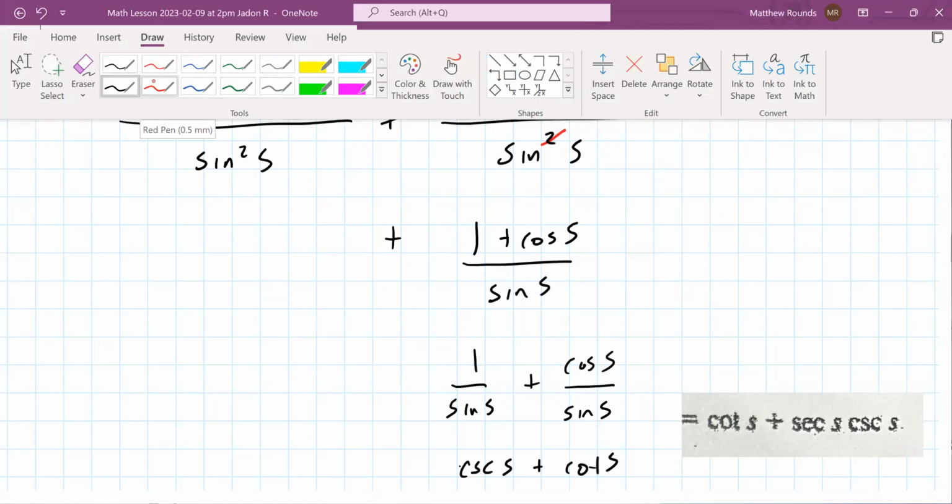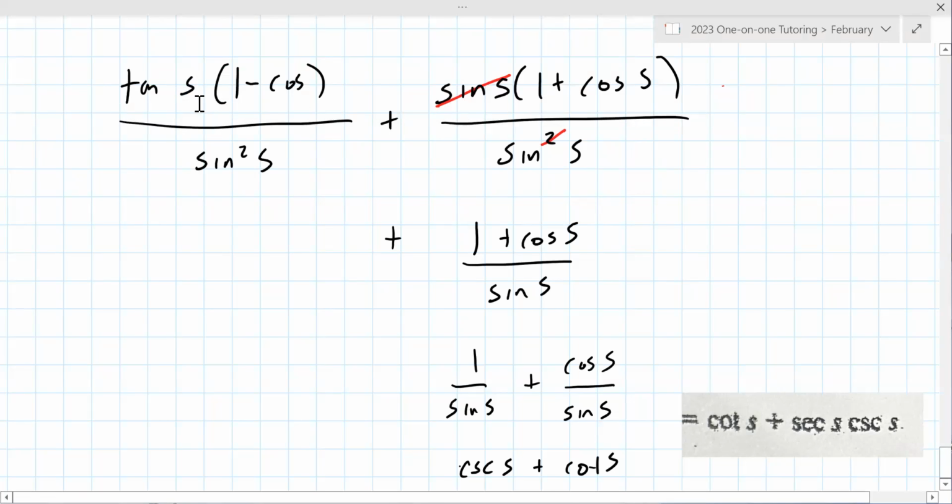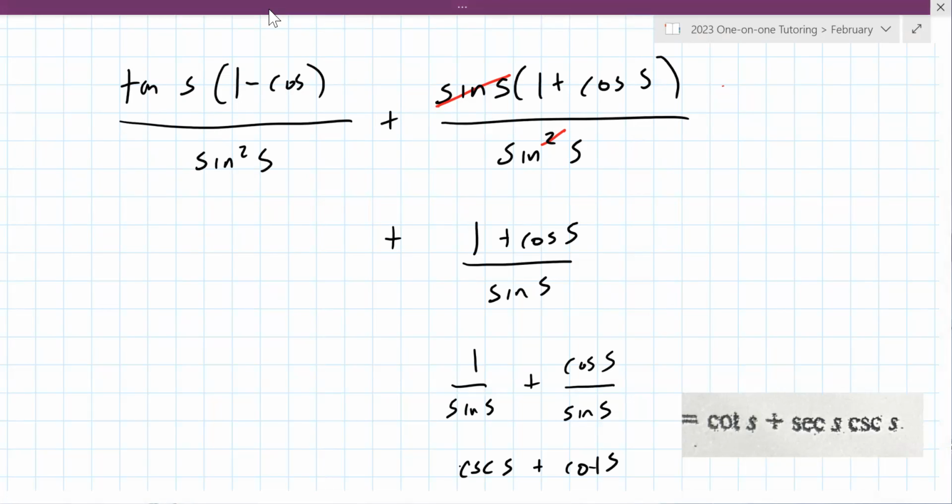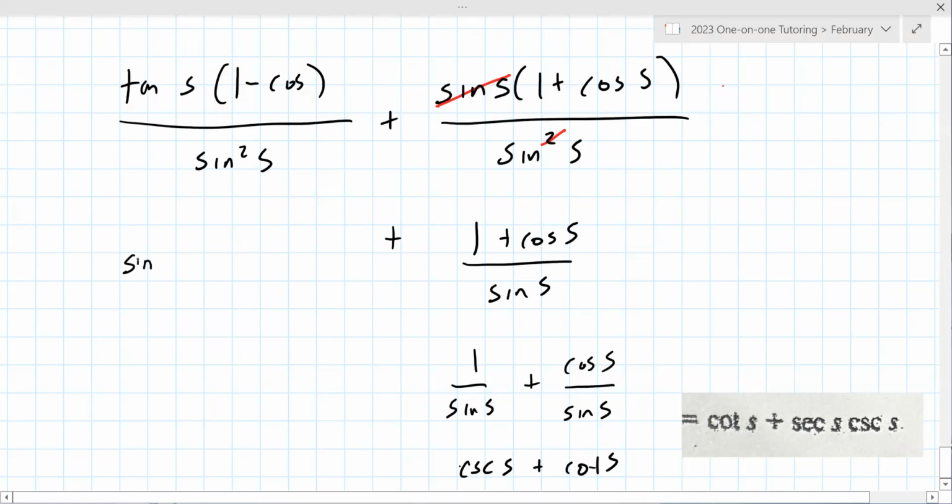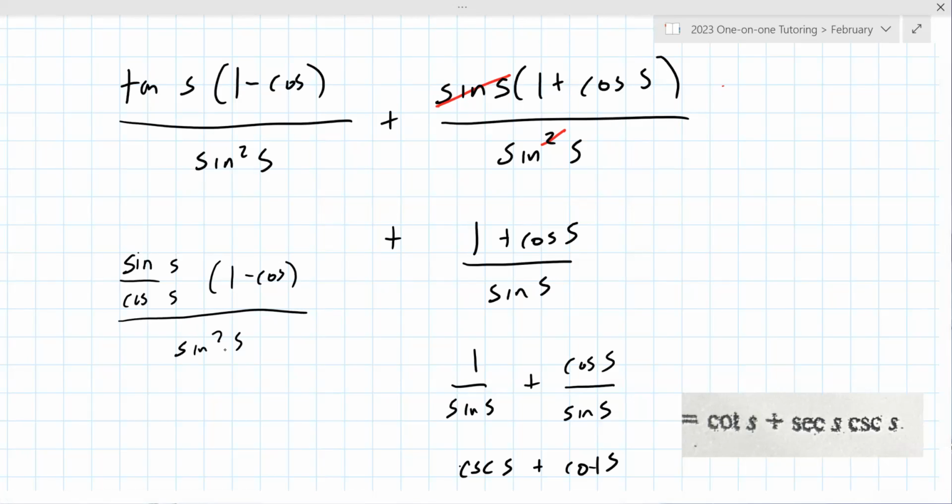So let's work on the left now. It is very similar. You can't just cancel tangent with sine, but you can do something here. Would you split them apart, or would you make the tangent into sine over cosine? Sine over cosine for tangent. 1 minus cosine here all over sine squared s. And yeah, this looks worse. I mean, it does look worse before it gets better. But that's okay.